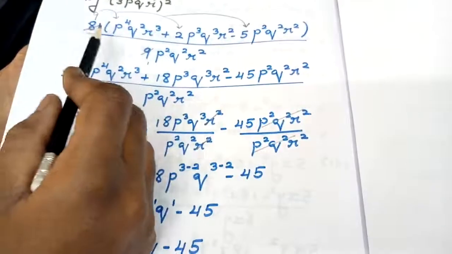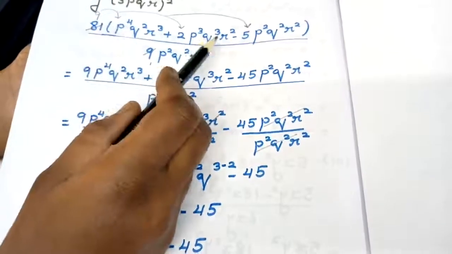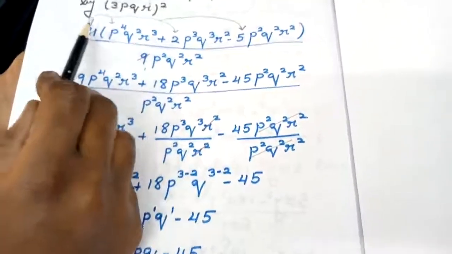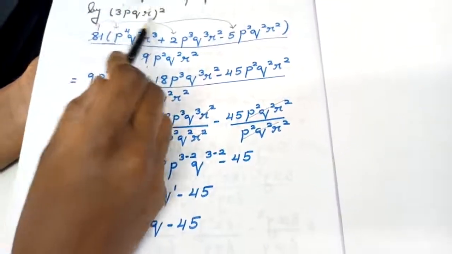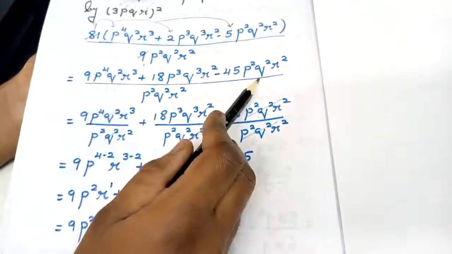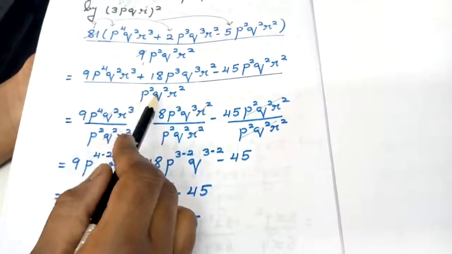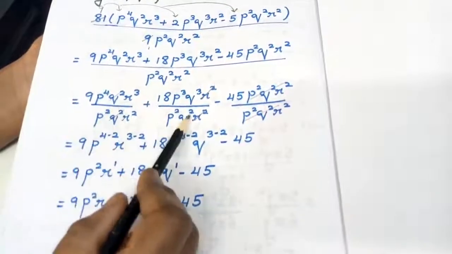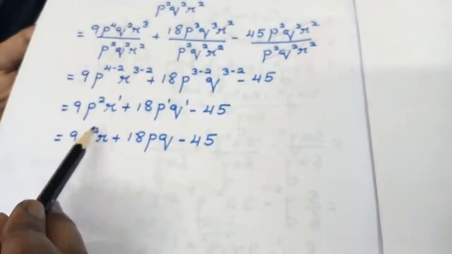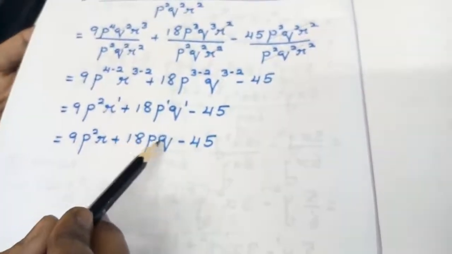So 81 is outside for all the 3 terms. 9 1s are 9, 9 9s are 81. After calculating this value, bring this 9 inside. 3 terms you are having here, students: p square, q square, r square. Split the denominator for 3 terms separately. Do the calculation and finally you will get the answer in this form. That is 9 p square r plus 18 pq minus 45.